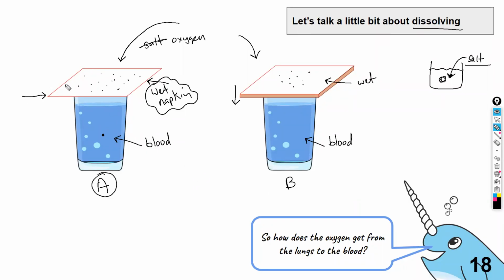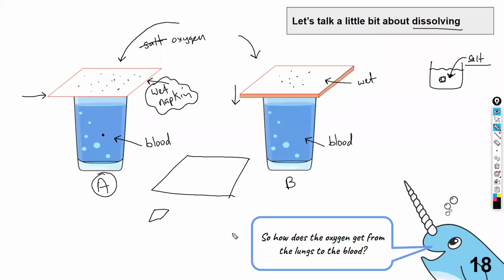Also, would you like the napkin to be large? I'm talking about the surface area, right? Would you like the napkin to be large or the napkin to be small? Which one could hold more salt? You want a large napkin, because the larger the napkin, the more salt can fit on it. And of course, the more salt that can fit on it, the more can soak through at a time.